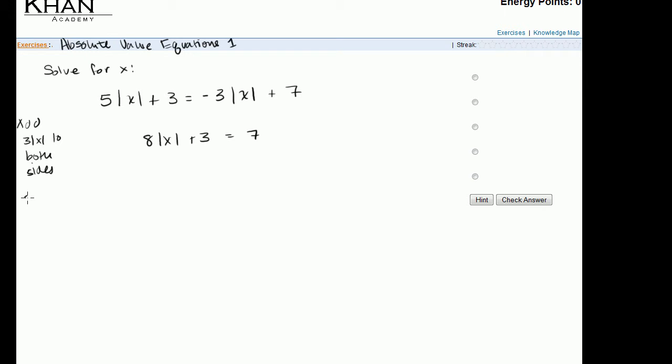Next hint, subtract 3 from both sides. And then you get 8 times the absolute value of x is equal to 4. And then you say divide both sides by 8. And then you get absolute value of x is equal to 1/2.